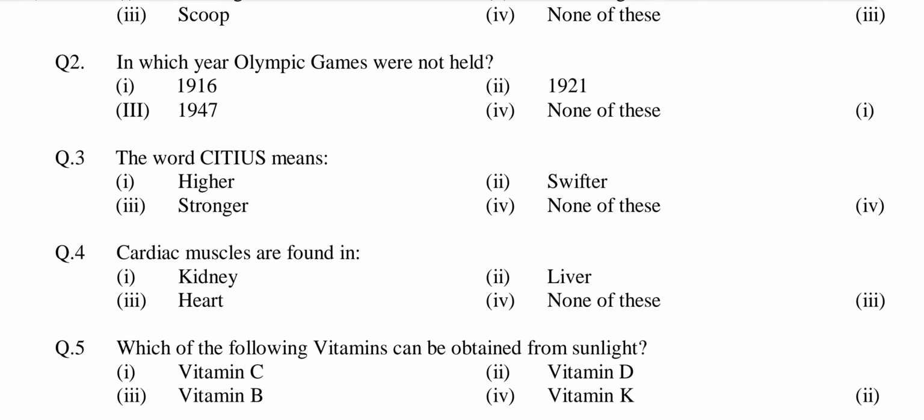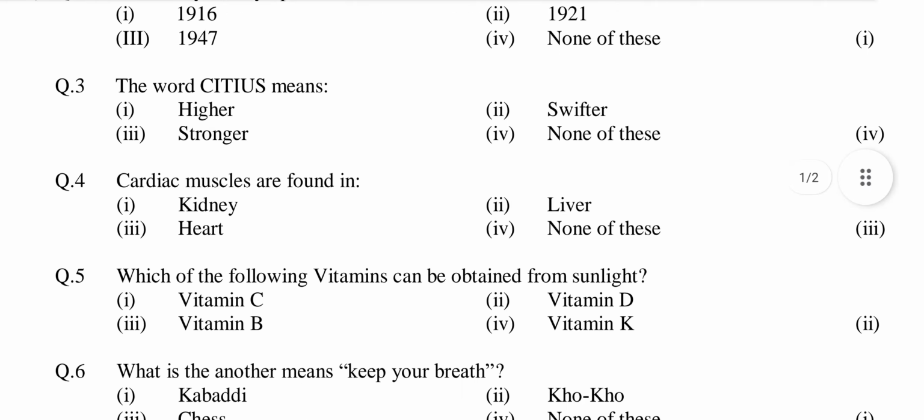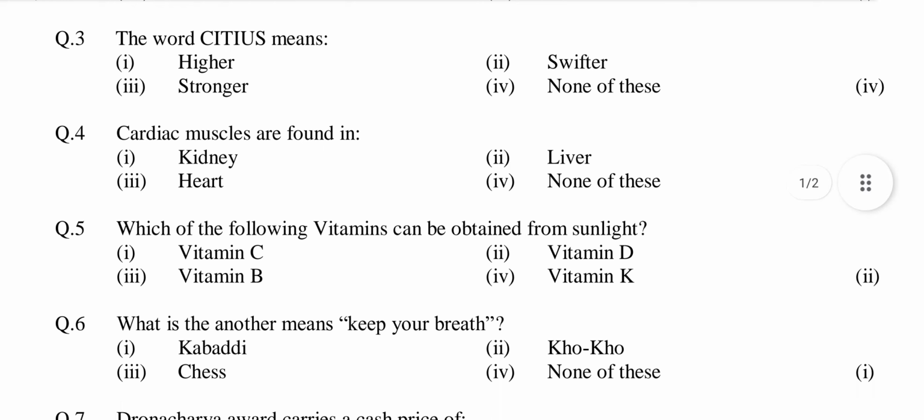1916. Question number 3. The word citius means, option first, higher. Second, swifter. Third, stronger. Fourth, none of these. Answer is option fourth, none of these.